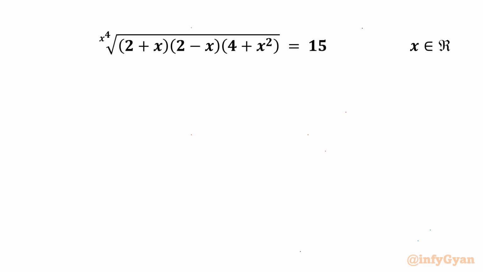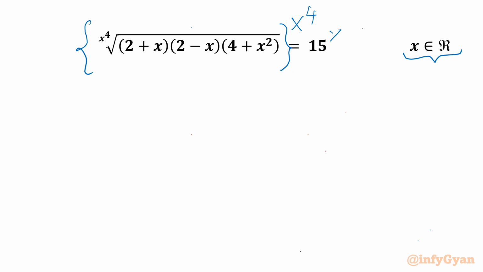In this video, we have one very interesting question from radical equations. It is x to the power of the 4th root of (2 plus x) times (2 minus x) times (4 plus x square) equal to 15. Then we have to calculate all real solutions. So let's get started by raising both sides to the power x to the power 4.